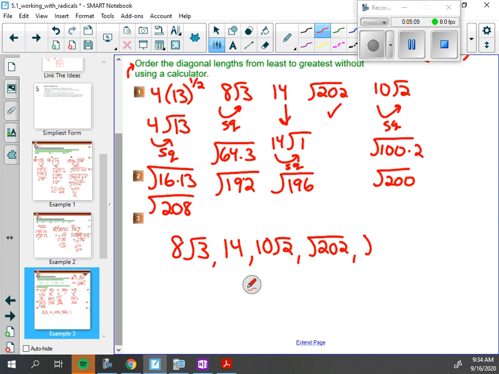Oh, but it's not 208. It's 4 times 13 to the power of 1/2. So I have to write it back in its original form.